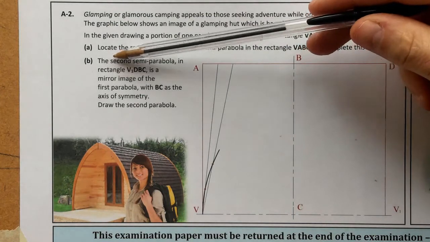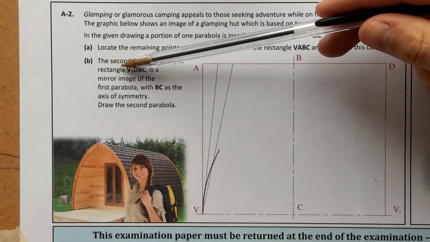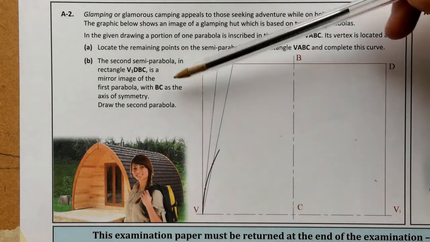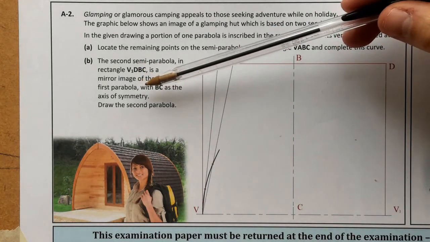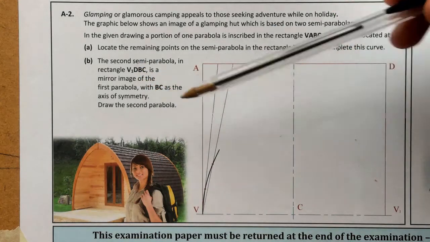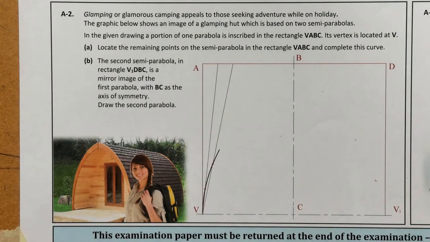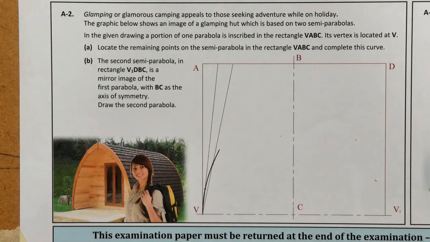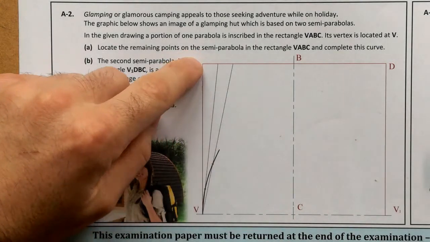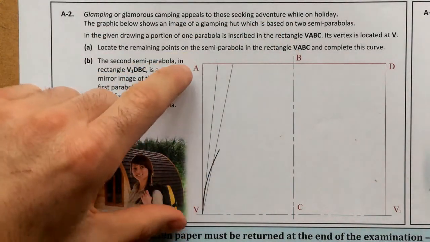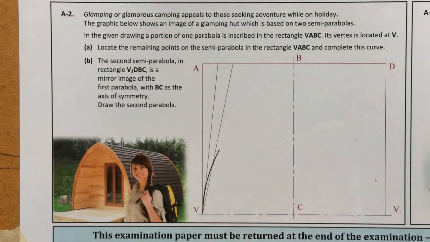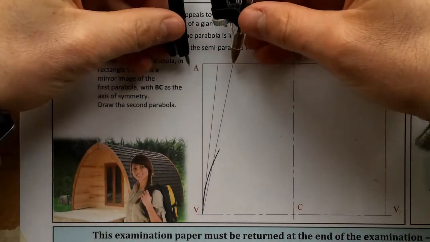And then part B, the second semi-parabola is in rectangle V1. Okay, so that's the other vertex, DBC, is a mirror image of the first parabola with BC as the axis of symmetry. Draw the second parabola. Okay, so what we have to do is complete the parabola on this half of it here. And anytime we're drawing a parabola inside of a rectangle, we're going to divide it up into an equal number of sides. So the side AB is going to be divided up into the same amount as the side AV. Okay, and you can see here they've already given us the portion of the sides that we have to divide it up.